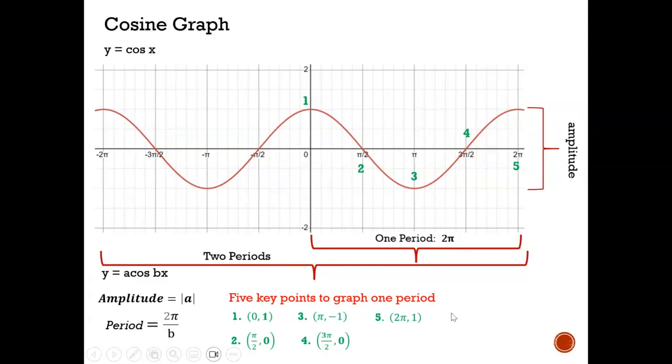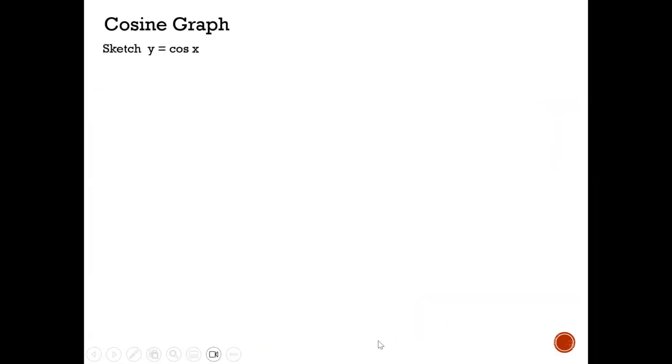Okay. Now let me show you how to graph y equals cosine, even though I showed you the picture in the previous slide, or the image of how it looks, but let's do it from the beginning, from scratch. So y equals a cosine of bx, graph one period. So my a is 1, and my b is 1.